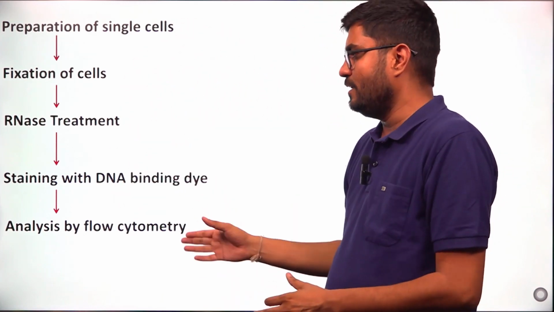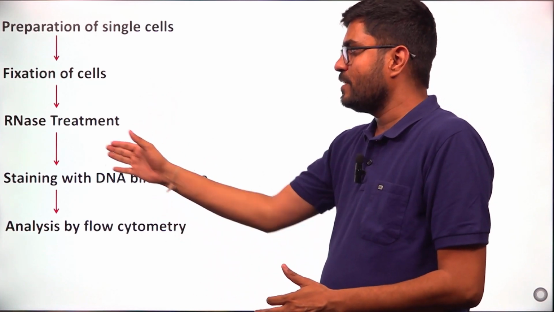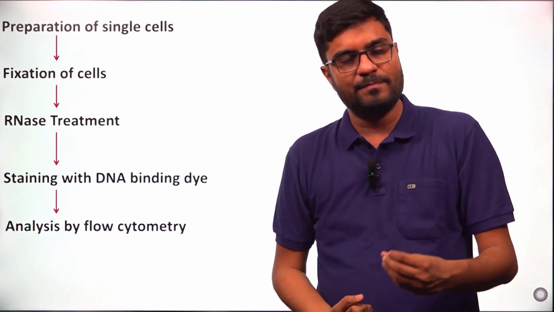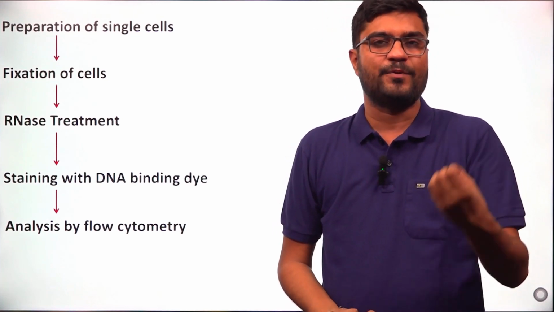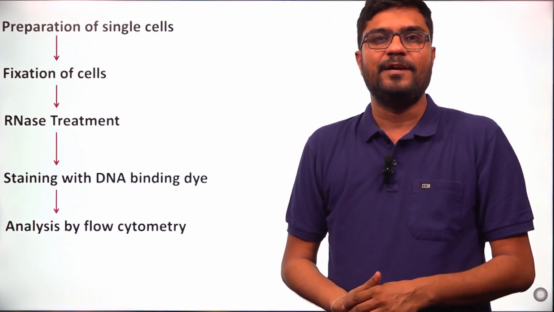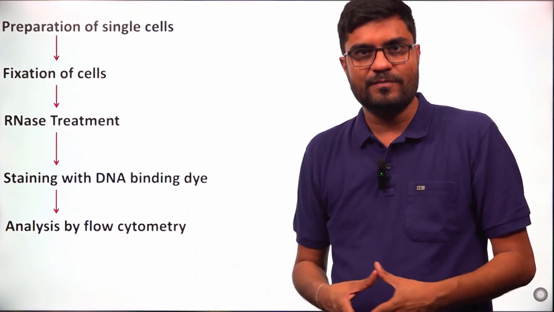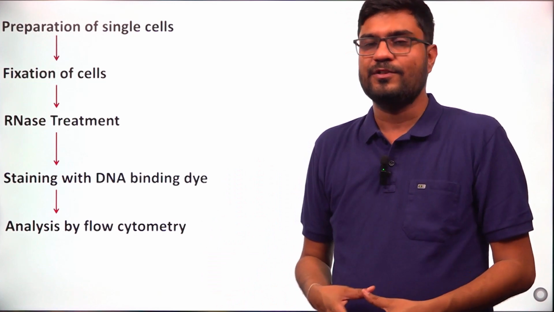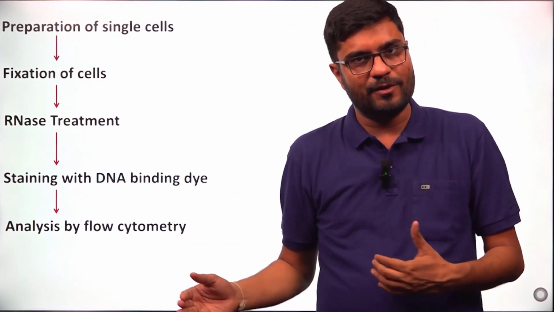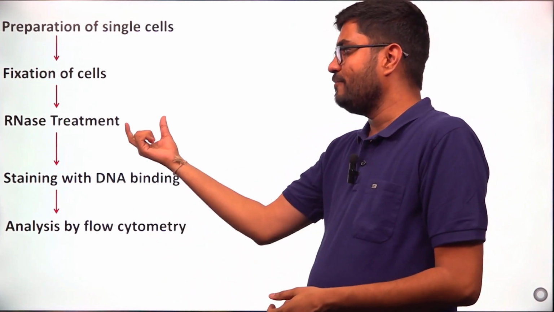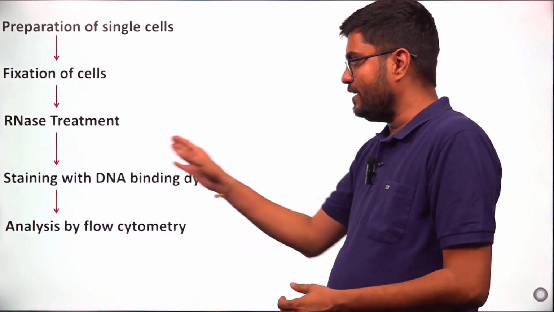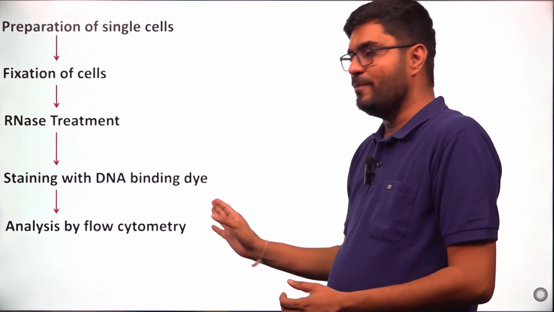Cell cycle. Third, after the fixation, we have to treat the fixed cells with RNase. The answer is simple because these DNA binding dyes like propidium iodide can bind to secondary structure of RNA also. So that can create disturbance in our cell cycle profile. So it is important to get rid of RNA molecules, and to do that we are using what? RNase treatment. Then we are finally staining with the DNA binding dye propidium iodide.